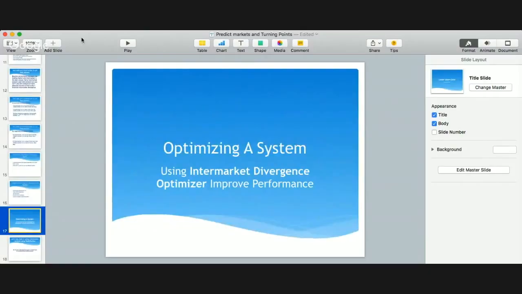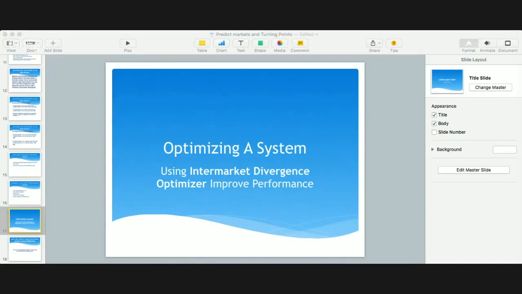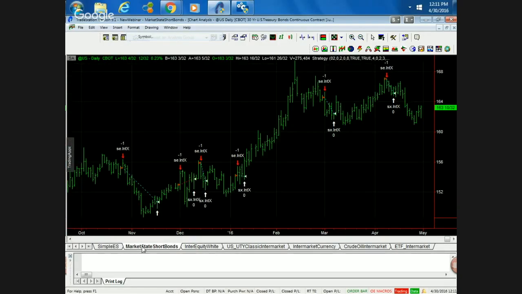All right, at this point, what we're going to do is take a look at optimizing intermarket systems. This time, we're going to take a look at your latest tool, which is for optimizing intermarket systems. So I think the best thing to do is I'm going to pass the screen off to you so you can show us your TradeStation setup and explain what's going on.